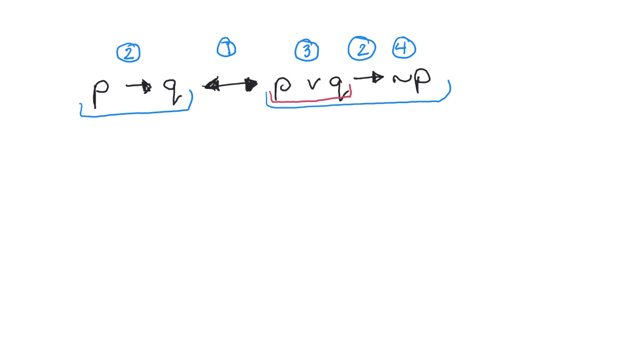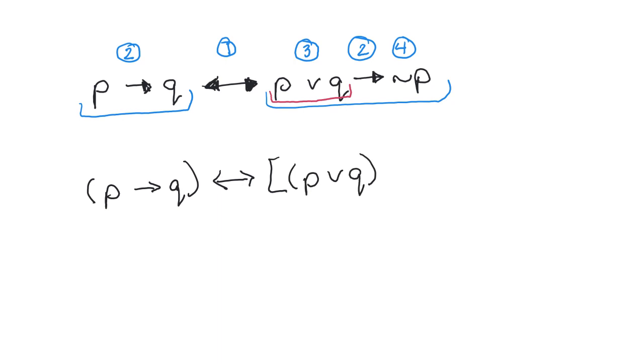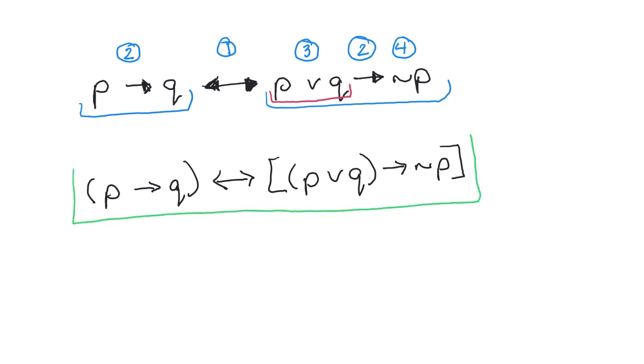My final statement, what it would look like would be parentheses, P, arrow, Q, close parentheses, double arrow. Then I would put a bracket, parentheses, P or Q, close parentheses, arrow, negation of P, close with a bracket. And this would be the final statement with the grouping symbols inserted.